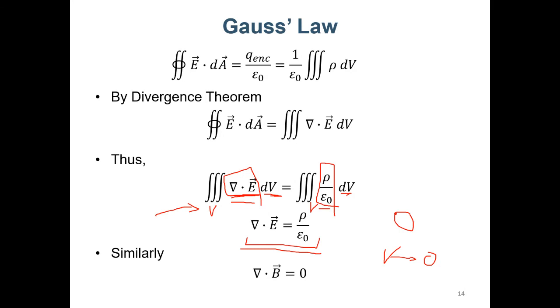And similarly, we have the magnetic version. Divergence of B equals 0. So we have these two equations of the Maxwell equations in differential form.